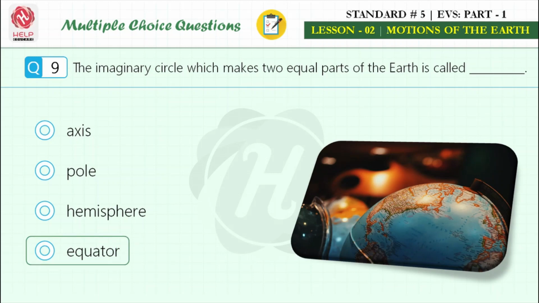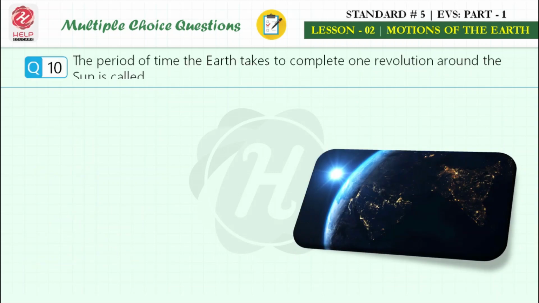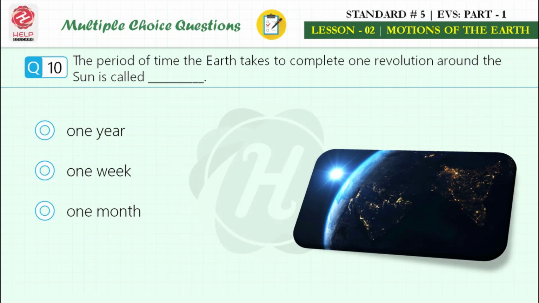Correct answer is equator. Question number 10. The period of time the Earth takes to complete one revolution around the Sun is called dash. First option, 1 year. Second option, 1 week. Third option, 1 month. Fourth option, 1 day.